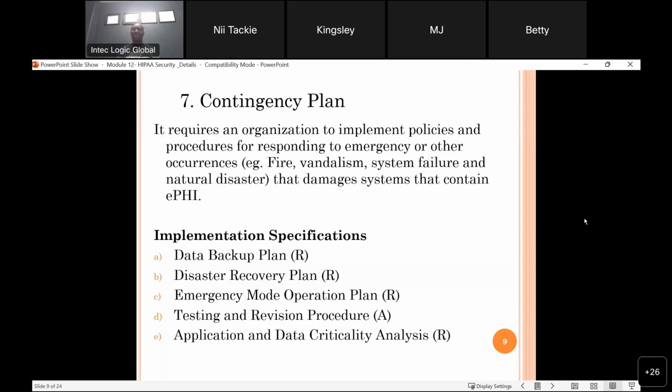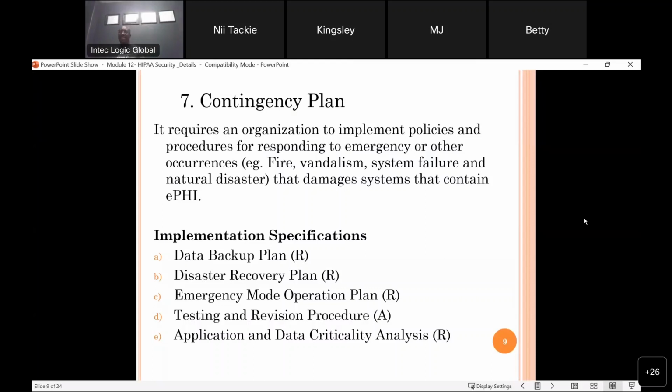Testing and revision procedure. At a point in time, you need to test your systems, right? To see whether they are working. Sometimes you need to do disaster contingency plan testing. Okay, this is an EHR that is managing the electronic health record. What if at a point in time the EHR has an outage or goes off? Will my different server be able to pick it up so that it continues to run without me having some kind of problems, right? You need to test it.